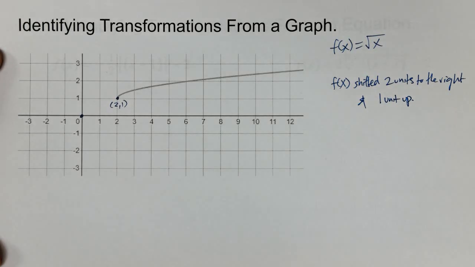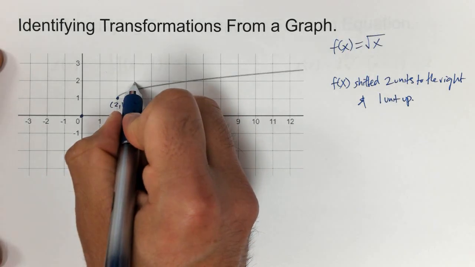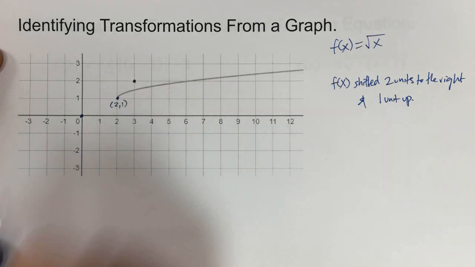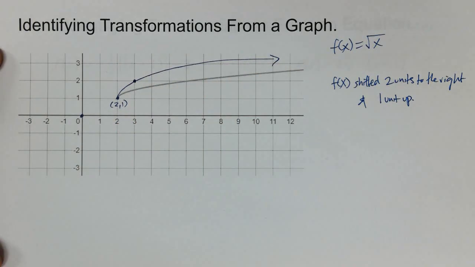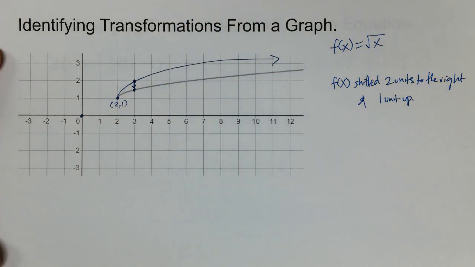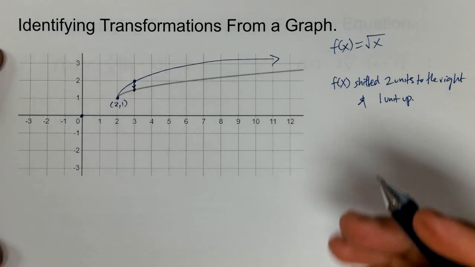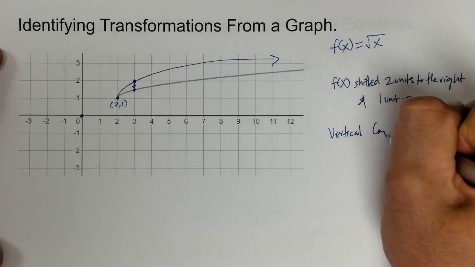How do I know if this was compressed or stretched vertically, horizontally? Well, from the center, I'm going to be able to go up 1 over 1. The majority of our functions behave that way. So this one should have gone through here instead. Instead, the point happened to be graphed lower than I anticipated it to be. What does that mean vertically? Vertically, we are compressing it. This is a vertical compression.